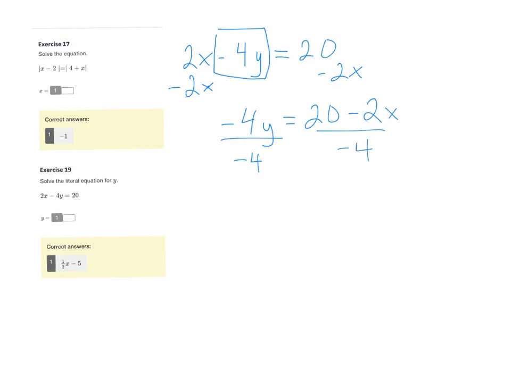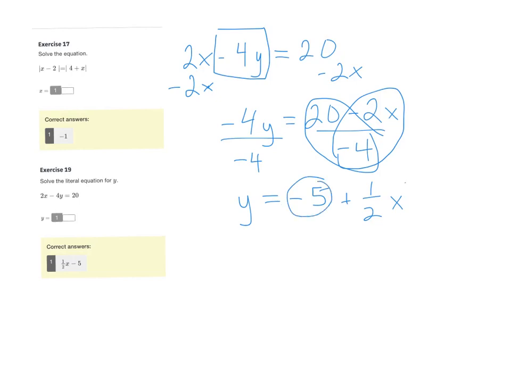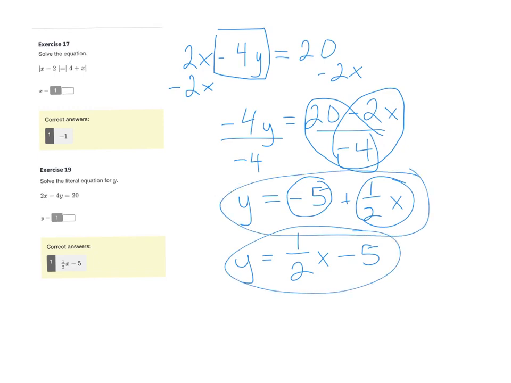This is where we're going to use the butterfly method. So 20 divided by negative 4 is going to be negative 5. Negative 2 divided by negative 4 is going to be positive 1/2. So you could put it into Big Ideas like this, or because these are terms, we can flip them around. We can flip-flop them. That would be y is equal to half x minus 5. And Big Ideas should accept either one of these because they are equivalent.